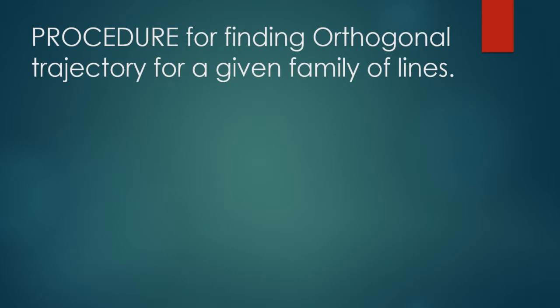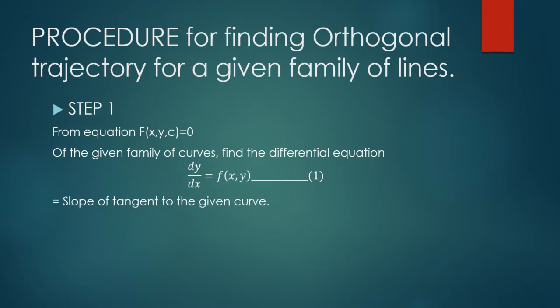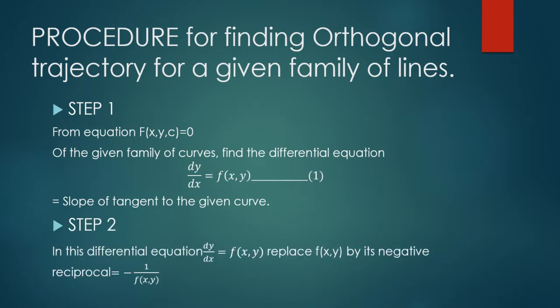So now we have the procedure for finding the orthogonal trajectory for a given family of curves. The first step is to differentiate the given equation. Now we find dy by dx equals f of xy. We can even say it is the slope of the tangent to the given curve. And now we reciprocate the f of xy, and then we multiply the reciprocal by -1. So the second step is to reciprocate f of xy and multiply it by -1.